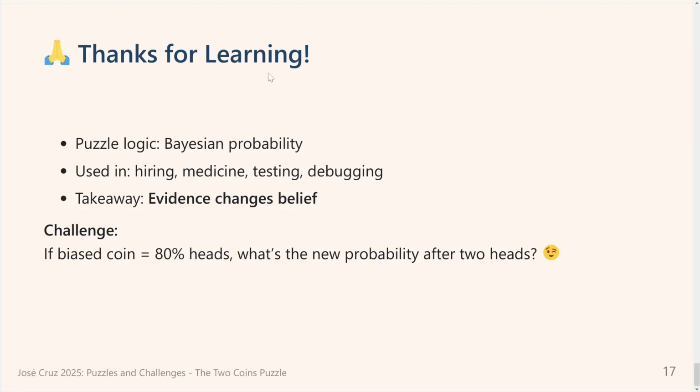So I'll leave you a challenge. If a biased coin is 80% heads, what's the new probability after 2 heads? Just try to apply the formula and check if the result is correct or not.